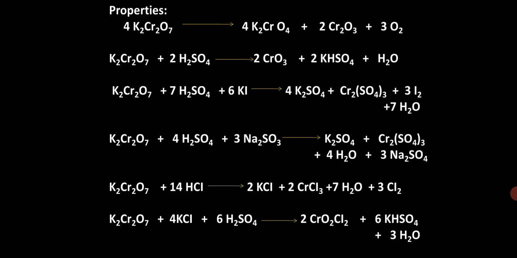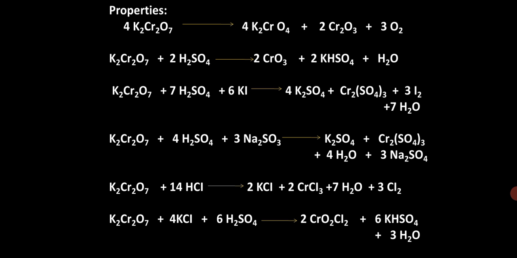2K2Cr2O7 plus 8H2SO4 will give you 2K2SO4 plus 2Cr2(SO4)3 plus 8H2O plus 3O2. Again I repeat, 2K2Cr2O7 plus 8H2SO4 will give you 2K2SO4 plus 2Cr2(SO4)3 plus 8H2O plus 3O2. Got it? So this is the reaction with sulfuric acid.